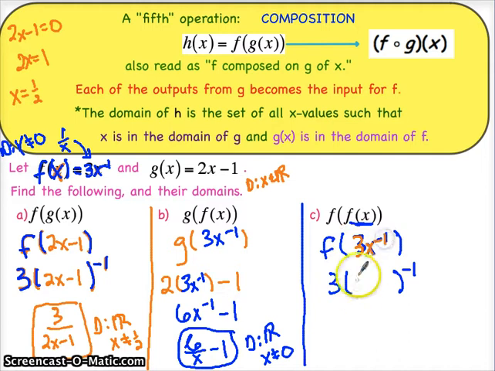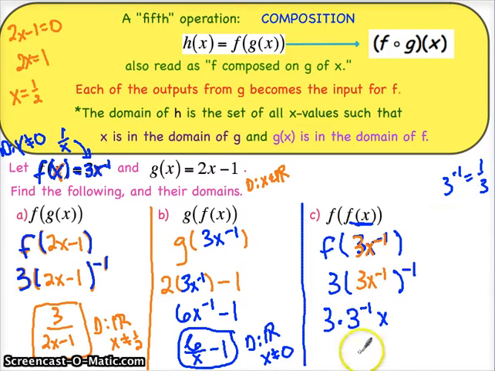3x to the negative 1 goes right down in here in place of what used to be x in f of x. This now becomes, well, if I distribute that negative, 3 times 3 to the negative 1, and remember, power to a power we multiply, negative 1 times negative 1 is positive 1. Well, 3 times 1/3, essentially, right? 3 to the negative 1 is 1/3. So 3 times a third disappears, and we basically just get x.